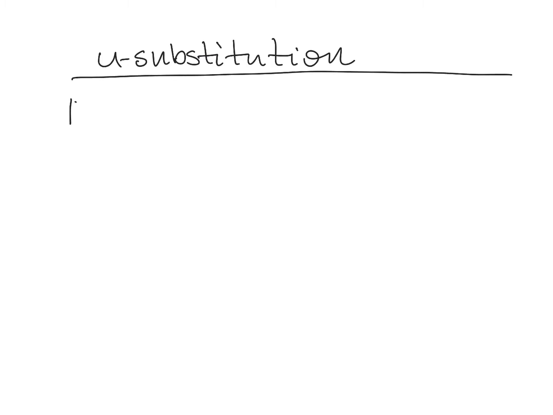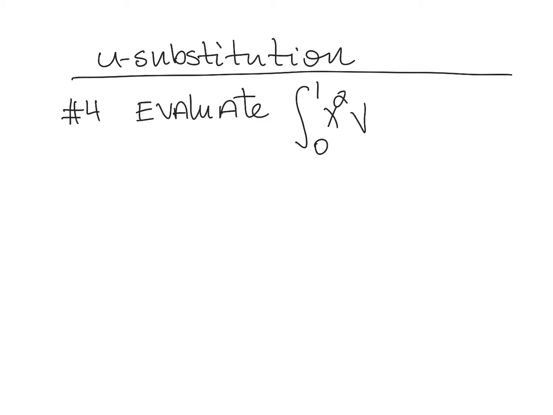In this video, we are going to look at one more example of using u-substitution to evaluate a definite integral. The example we'll be looking at is to evaluate the definite integral from 0 to 1 of x squared times the square root of 1 minus x to the 6 dx.